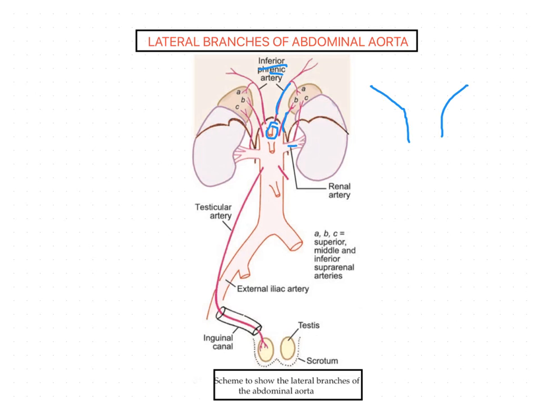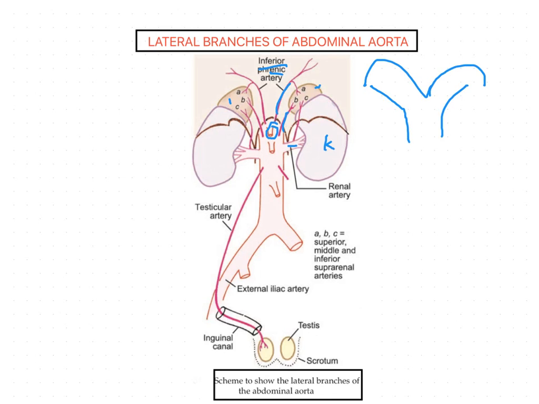Upwards and laterally, on the corresponding crus of the diaphragm. Corresponding crus of the diaphragm means on the left side the left crus and on the right side the right crus. So these arteries run upwards and laterally on the corresponding crus of the diaphragm, medial to the suprarenal gland. Here you can find the kidney, and above the kidney you can find the suprarenal glands. So these arteries are present medial to the suprarenal gland.